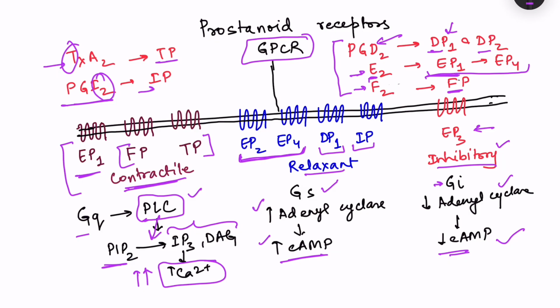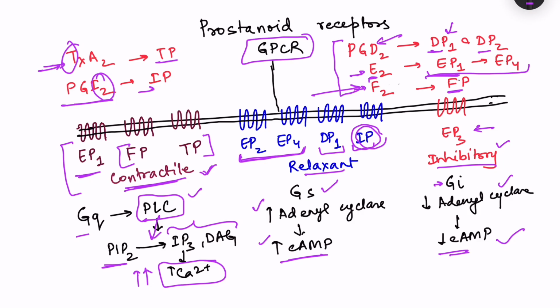Now concept you remember here that prostaglandin F2 alpha and thromboxane A2, they will have similar action because they are acting via these receptors. On the other hand, prostaglandin I2 will be mainly vasodilation, okay, because that is relaxant.